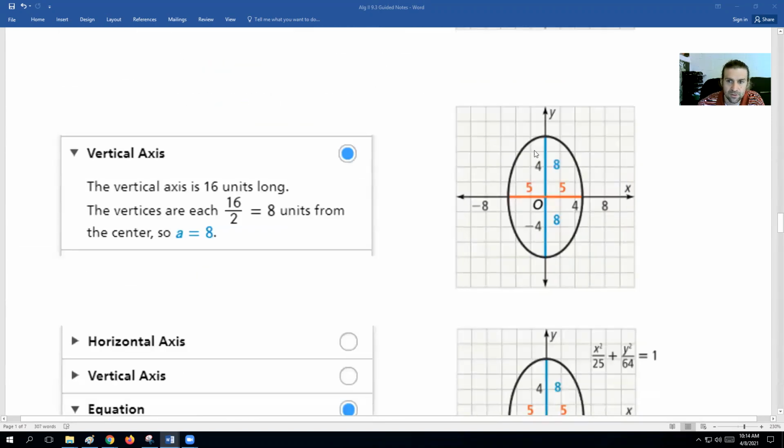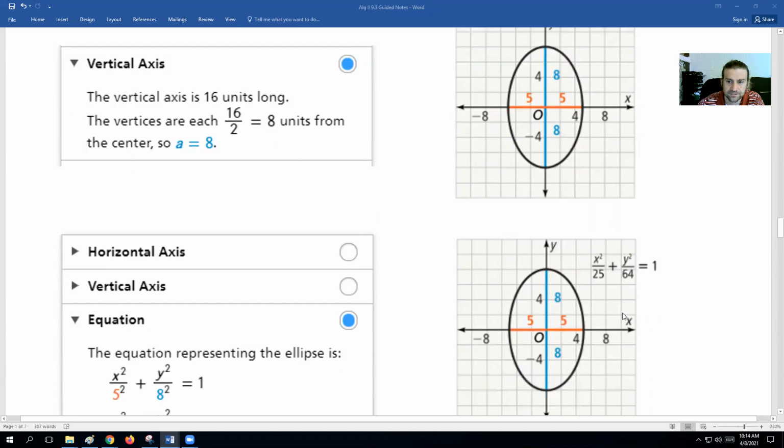Then we're going to do the same thing with the vertical. If we count the distance between these two here, it ends up being 16. You see each spot is worth 4 points. We cut that in half, and that's 8. And so our number going underneath the y would be 8 squared.